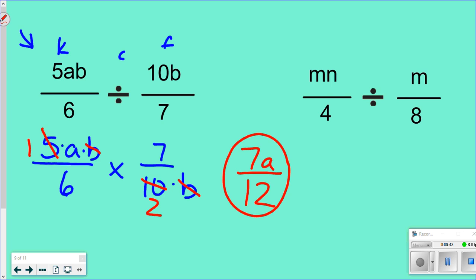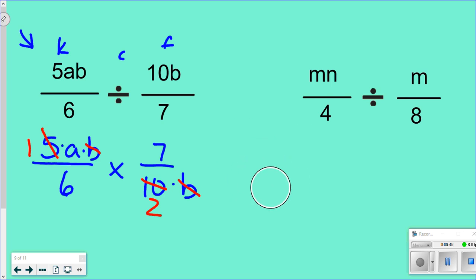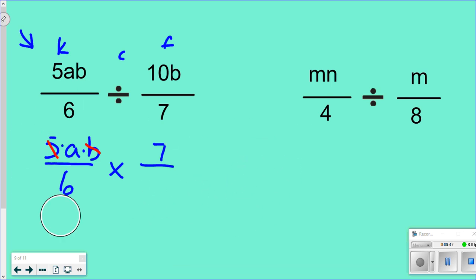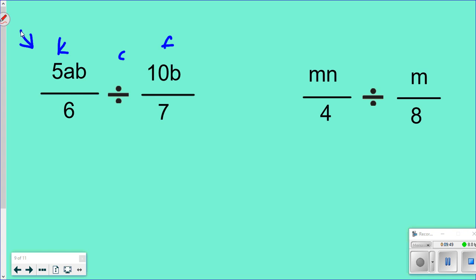I'm going to have you try the other one by yourself. Go ahead, write it down, get it flipped. Make sure you reduce numbers and letters and everything you can, because the goal is to have the answer in simplest form as possible.